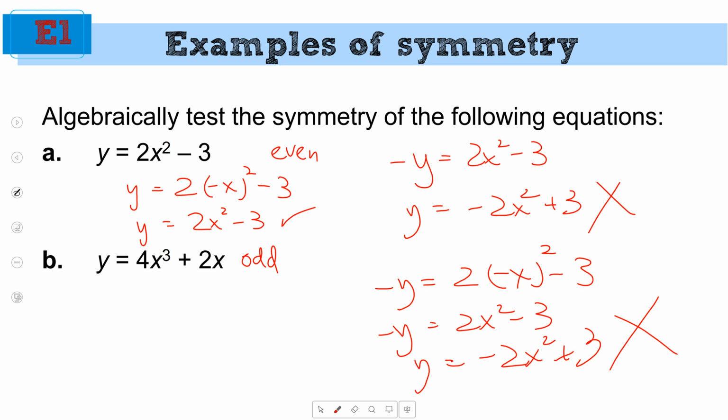Same would be true in part B. Plug in negative x. Notice the difference here is that when you take negative x and you raise it to an even power, it becomes x squared. But if I take negative x and I raise it to the 3rd power, what's that equal to? Odd power keeps the minus sign. That might prove helpful when working with the odd functions.